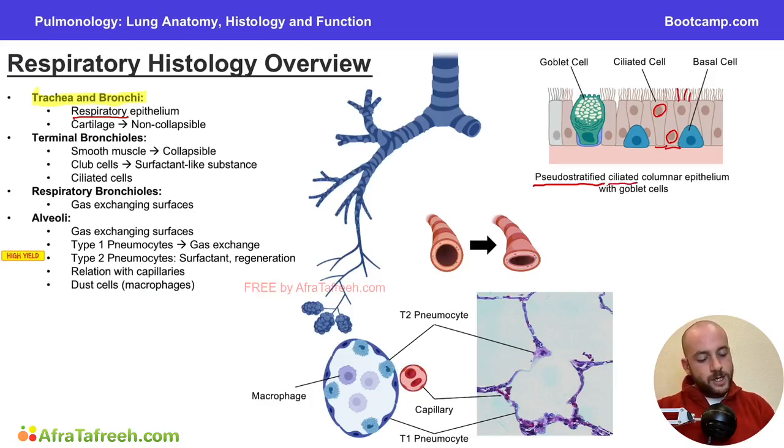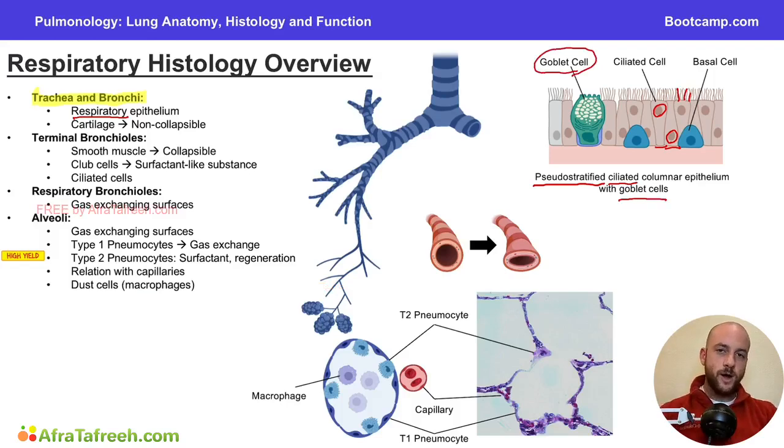And there's also these goblet cells. We can see a goblet cell right here, and they are mucus-producing cells. The trachea and the bronchi also contain cartilage. And the cartilage are these supportive rings that support the airway and make it such that they are non-collapsible. So there could be an external pressure on the airway, but it will not collapse the airway because they contain this cartilage support. So they are non-collapsible.